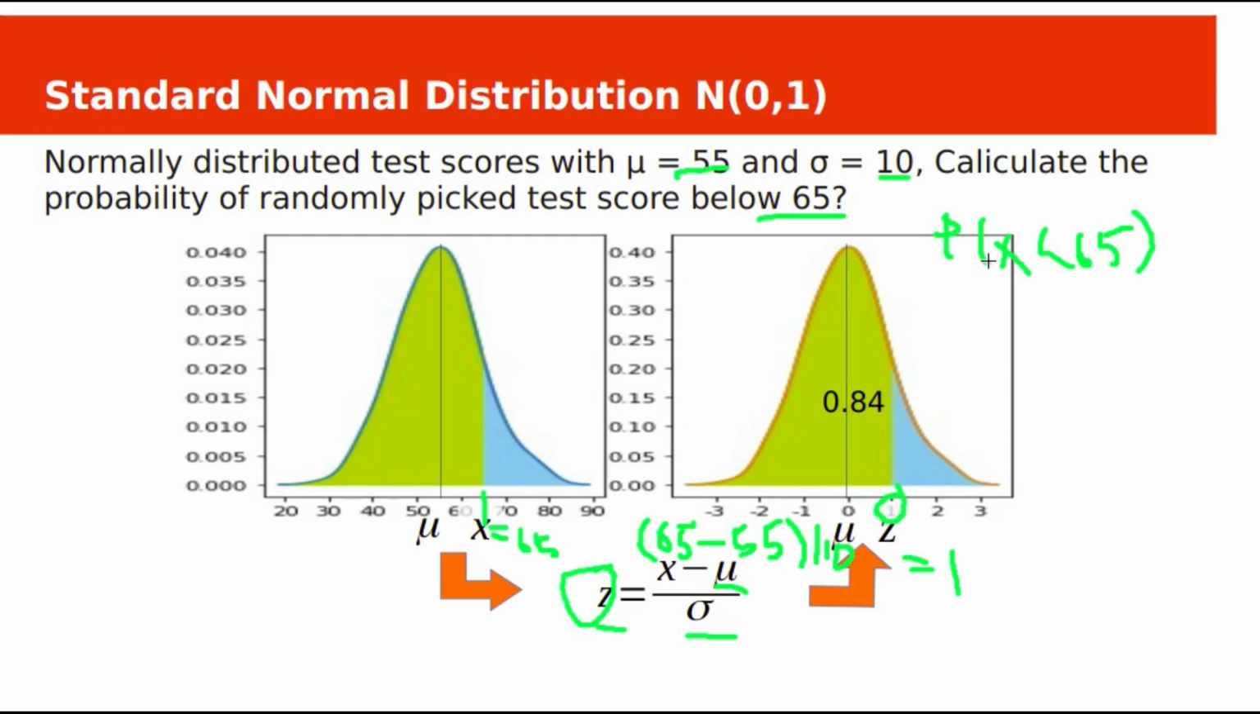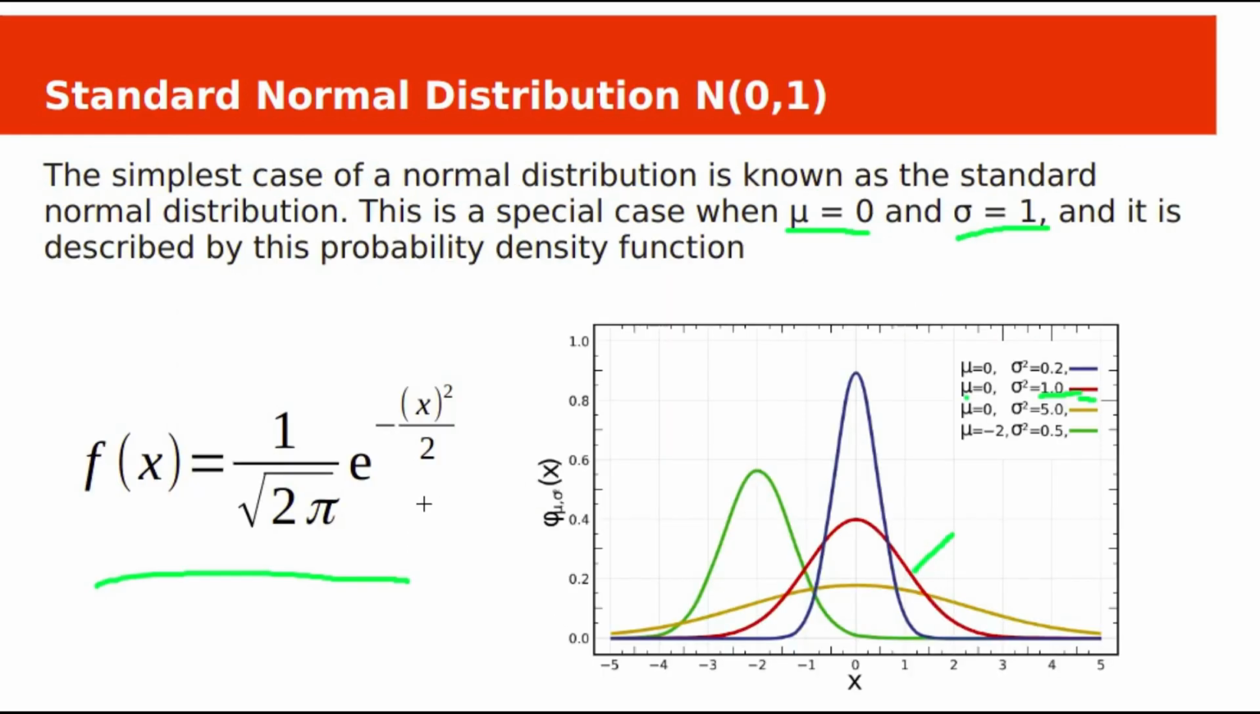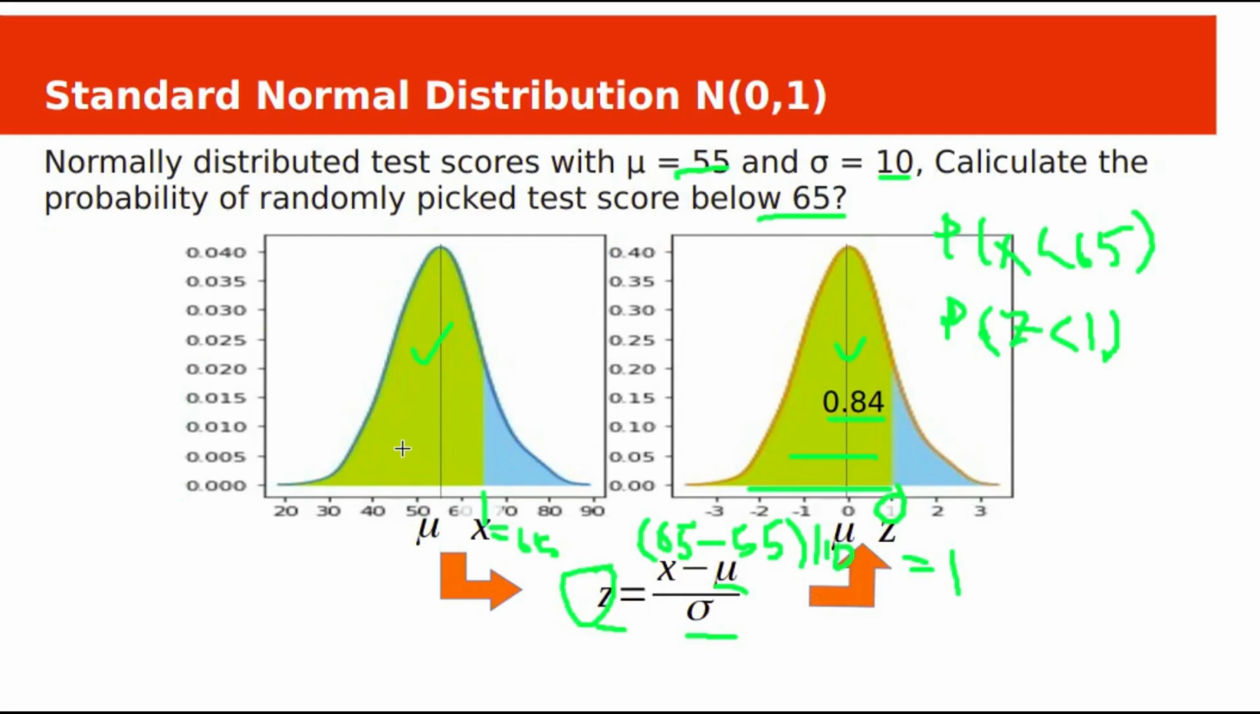So this 65 will be 1 in the standard normal distribution. Now you know that P of x less than 65 on this normal distribution is equivalent to P of z less than 1 on this standard normal distribution. You are now interested in the area of the region less than 1, this area. It is 0.84, the probability that the score is lower than 65. To get this value, you can integrate the standard normal density function, or you can search the normal distribution table, the Z table. The second option, referring to Z tables, is much easier and preferable.